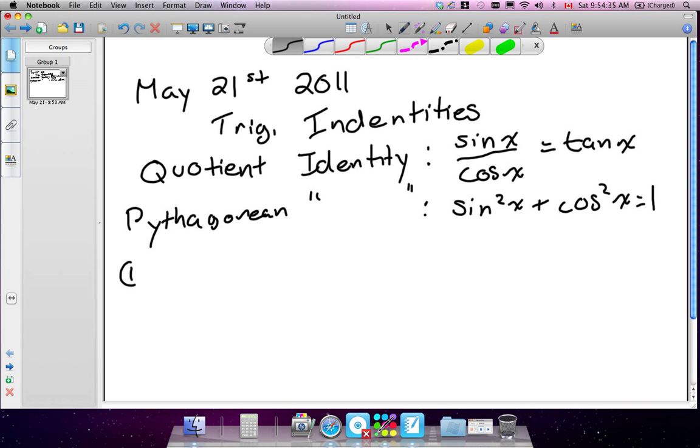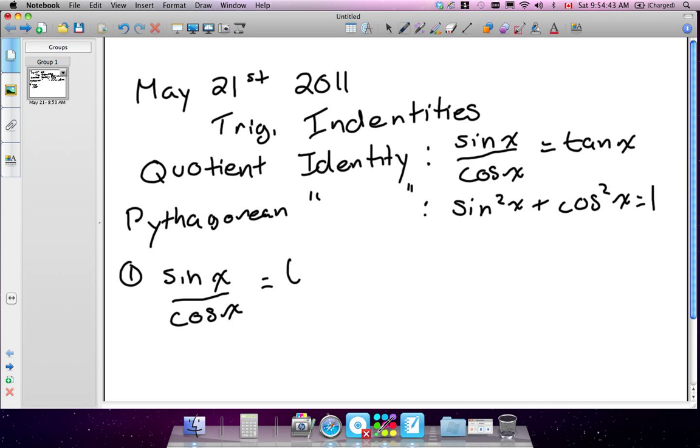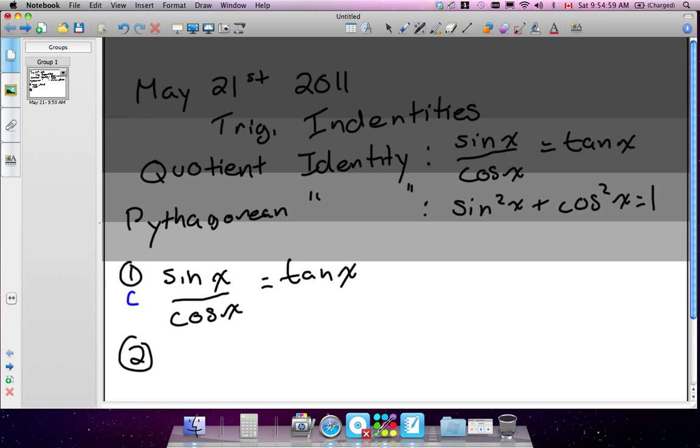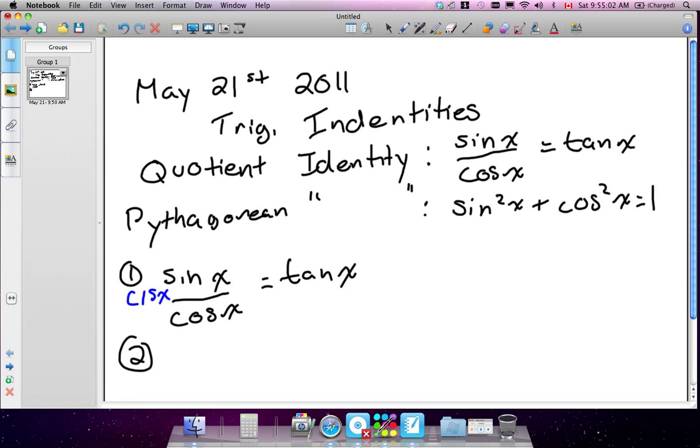For the quotient identity, the first one we have is sine x divided by cos x is equal to tangent x. With that being said, if I bring cos to the other side, I'd have to multiply both sides by cosine x. The cos x and cos x cancel out, and it'd be tan times cos x.